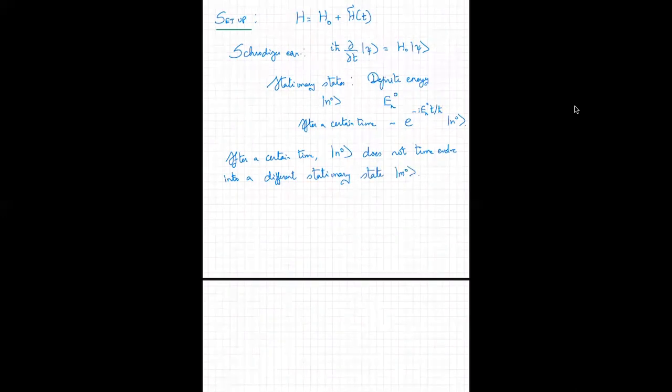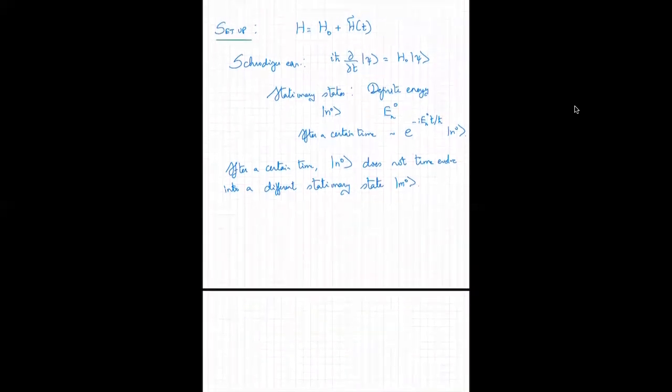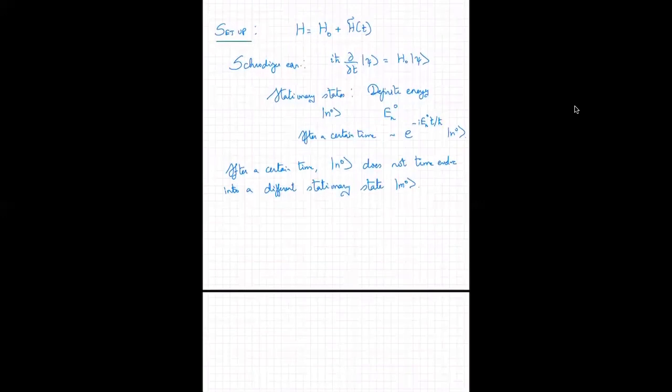N0 remains N0 with the time dependent part, which is just oscillatory, e to the minus i E n0 t over h bar, right? The reason is because, of course, these are all orthogonal states, so the overlap of N0 and M0 is just 0, right? So this is all something that you already know, but this is all going to change if I introduce an explicit time dependence into the Hamiltonian.